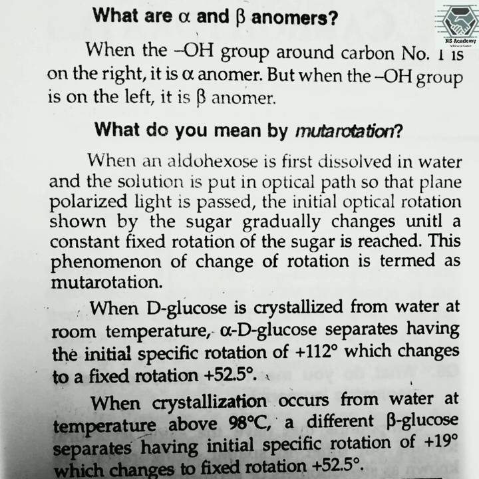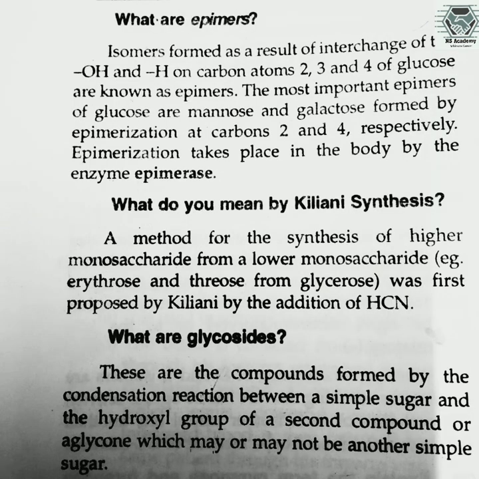When an aldohexose is first dissolved in water and the solution is put in the optical path so that plain polarized light is passed, the initial optical rotation shown by the sugar gradually changes until a constant fixed rotation of the sugar is reached. This phenomenon of change of rotation is called mutarotation. Now, what are epimers? Isomers formed as a result of interchange of the OH and H on carbon atoms 2, 3, and 4 of glucose are known as epimers.